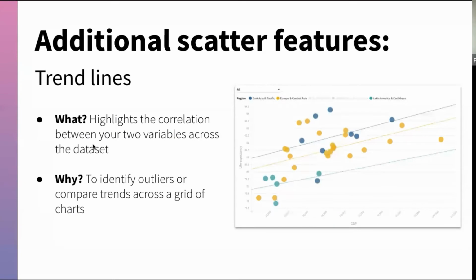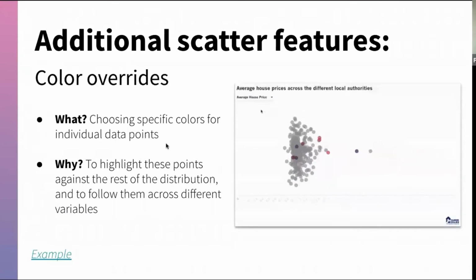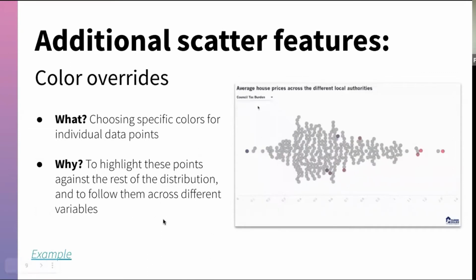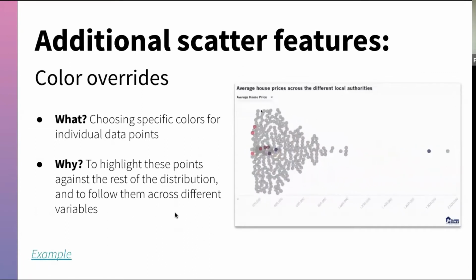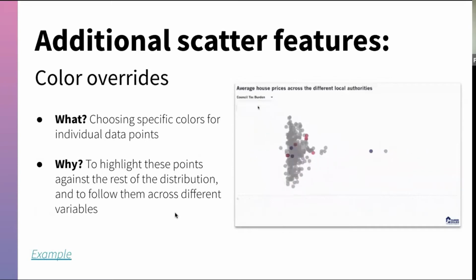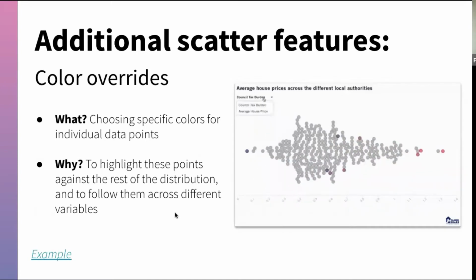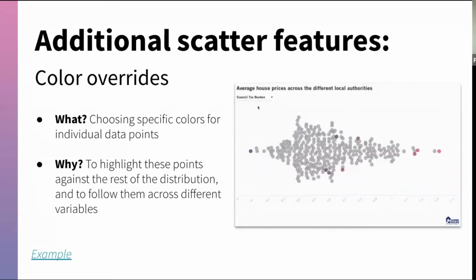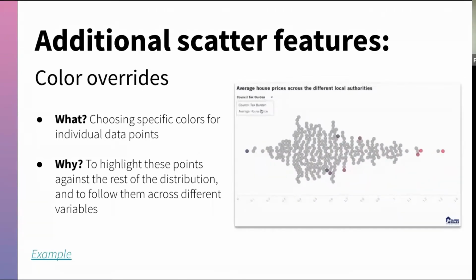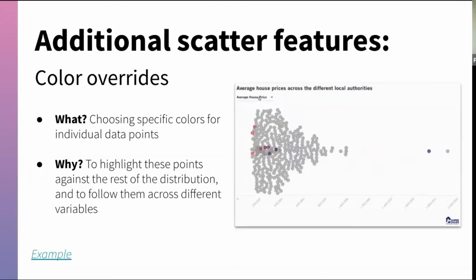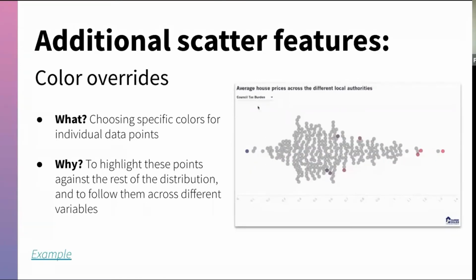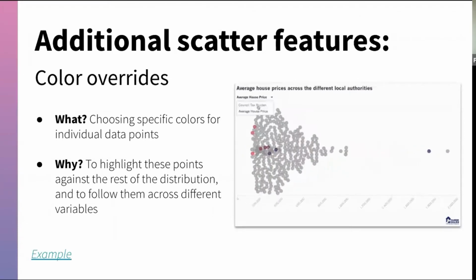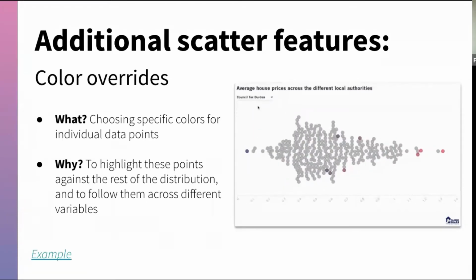The third feature is color overrides. So this is where you can choose specific colors for individual data points, which you might want to do if you want to just highlight these points across the rest of the distribution. Scatter charts often have a lot of data, but it's mainly just so you can see the shape of it in general and contextualize individual points in the rest of your data. So you want all those other points there, but you might want them grayed out like in this example, and then pick out the individual points that you're interested in.